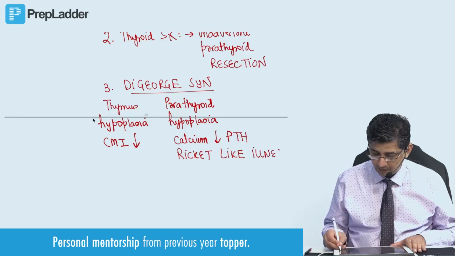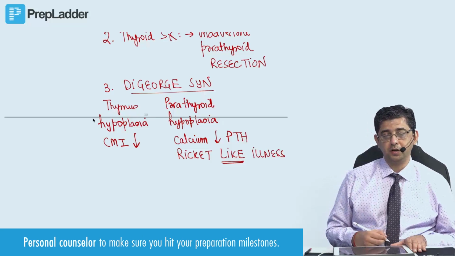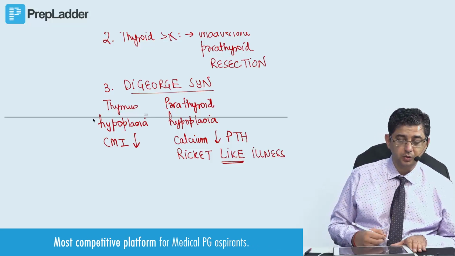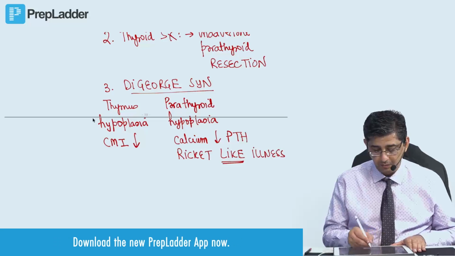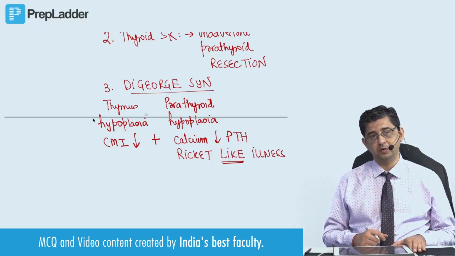So I'm highlighting the fact that this person will have features like rickets, like wide open anterior fontanelle or delayed dentition, etc. could be features that are given in DiGeorge syndrome. A combination of the two is the syndrome itself, which is chromosome 22 defect.